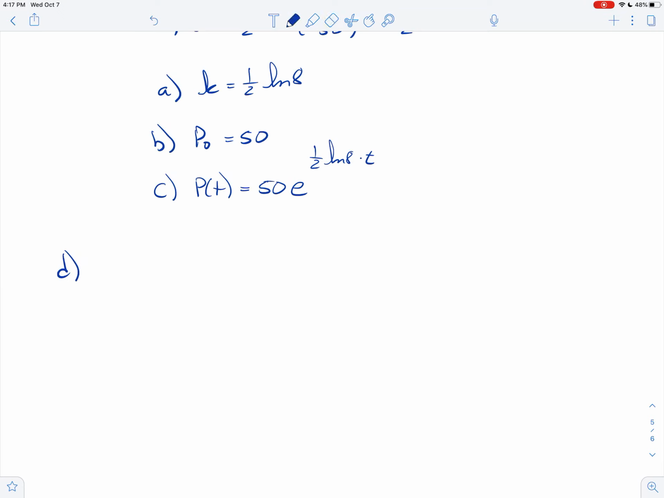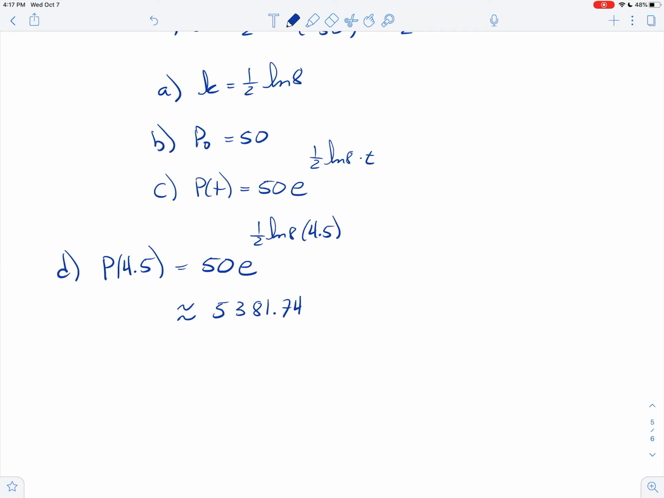We just plug it in and we get P of 4.5 is going to be 50 e to the 1/2 natural log of 8 times 4.5. And when you work this out on your calculator, you're going to get approximately 5,381.74. I've never seen a 0.74 of a bacteria cell, but that's what the math says.